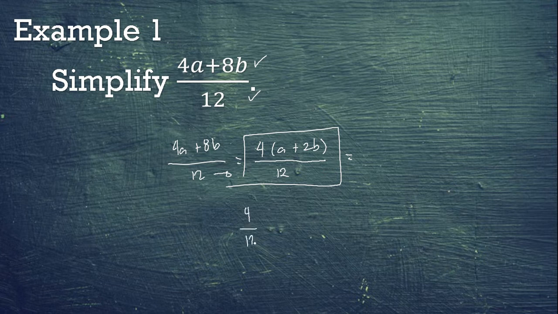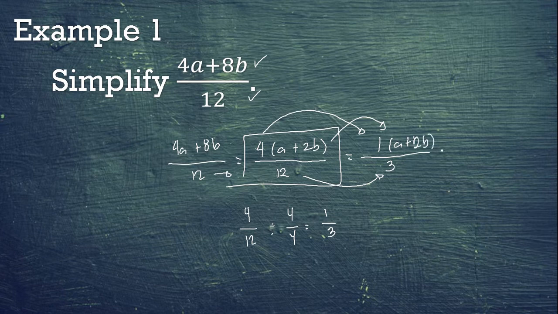Given that 4 over 12 are both divisible by 4, 4 over 12 is 1 over 3. So technically, 4 will become 1 and 12 will become 3. And still, we will copy the group a plus 2b. And the final answer for this example is a plus 2b all over 3.